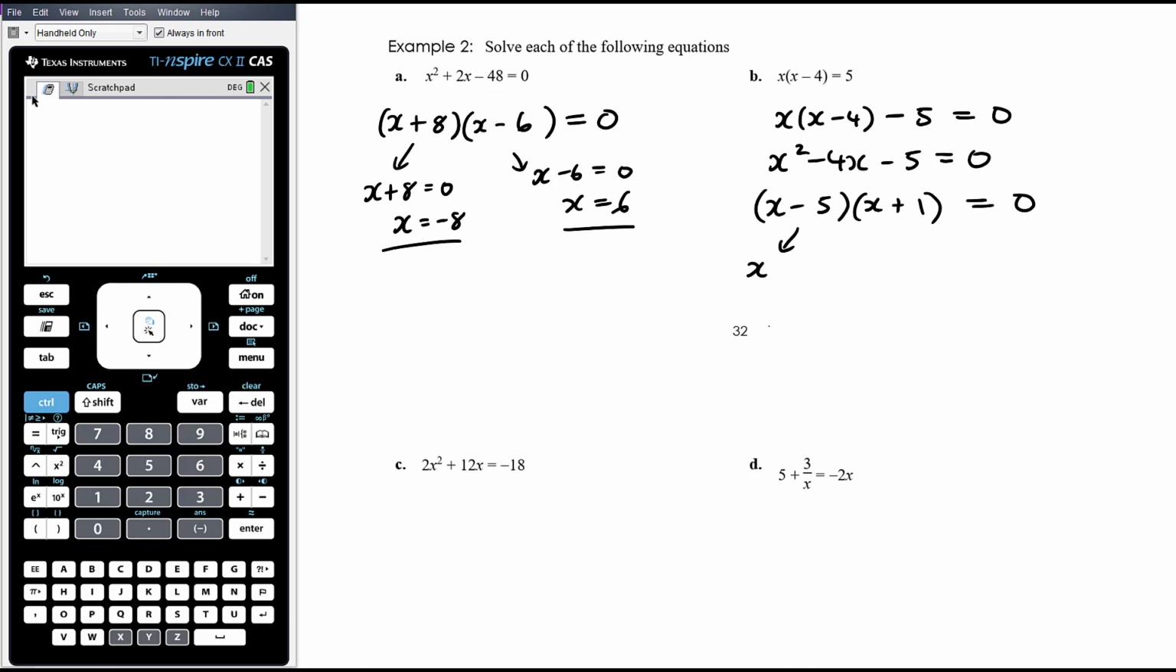So now that we've fully factorized, these two brackets multiply together to equal 0. Either this bracket equals 0, which means that x equals 5, or this bracket equals 0, which means that x equals negative 1.